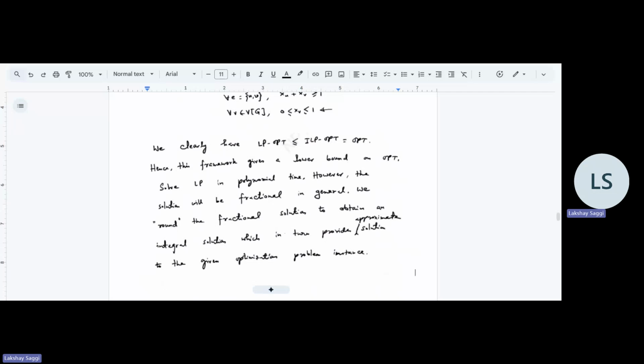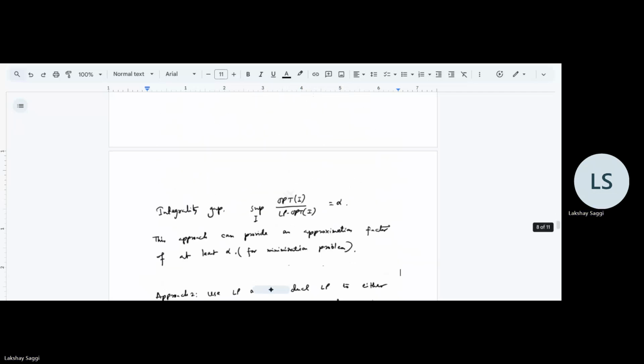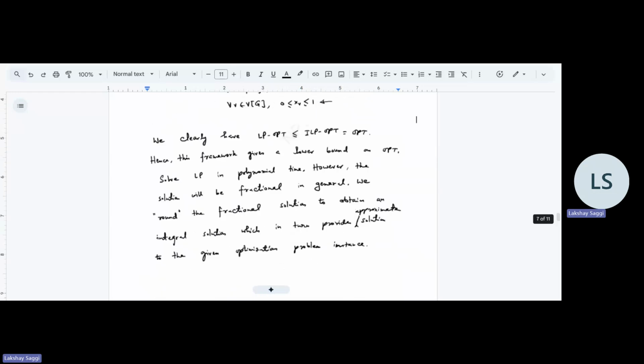But this does not mean that this is easy at all, because this rounding of the fractional solution is really problem dependent. For every problem, you'll need to round the solution in different ways. And that's where the novelty lies in designing approximation algorithms using LPs.